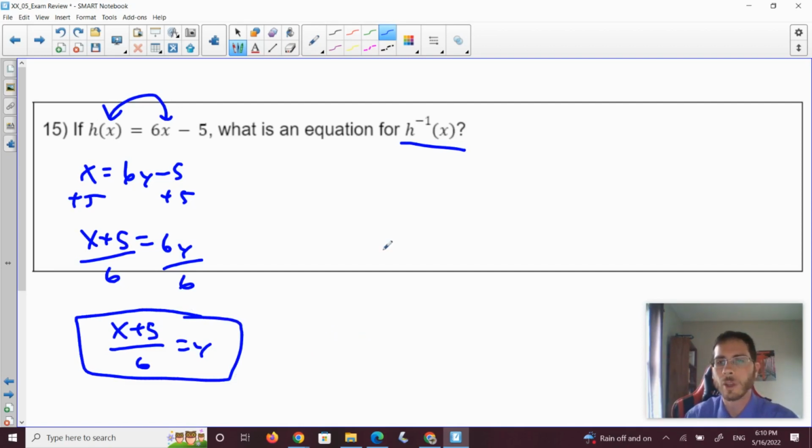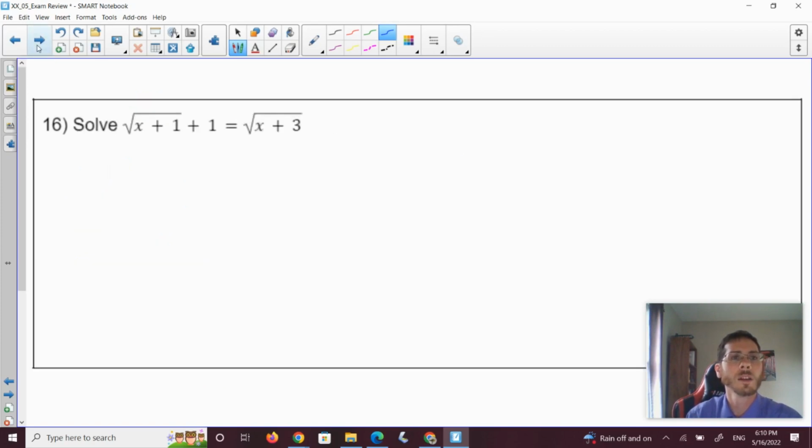We just had to ask for the equation. So we got the equation. We're done. All right. Don't need to check it or anything with any of the compositions. So that's kind of nice. Number 16, we need to solve this one. So this one looks like it's going to take a while because it's a double radical.